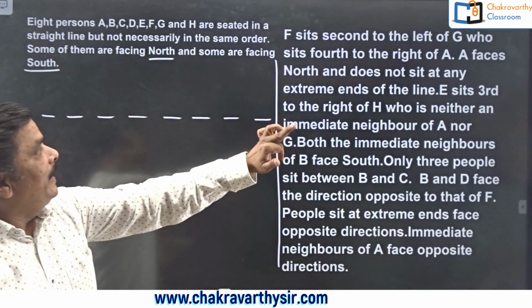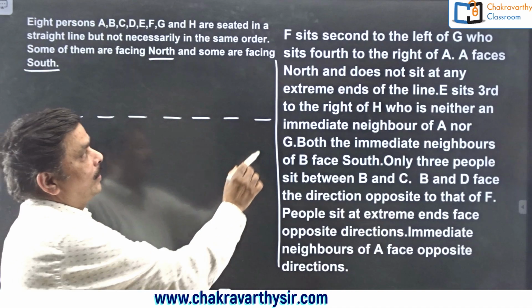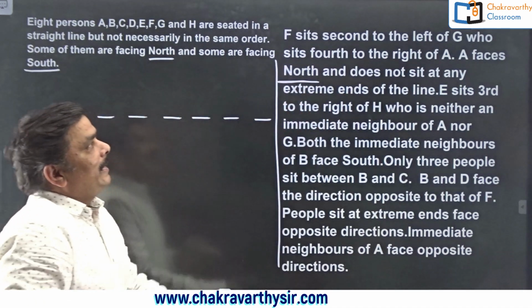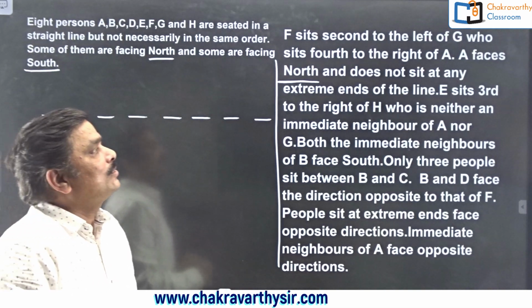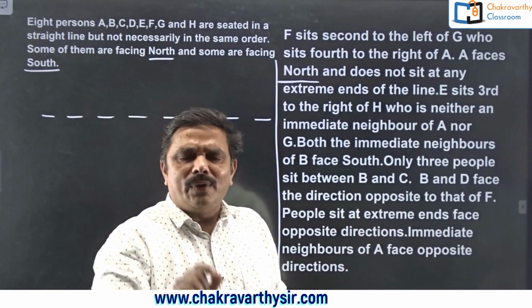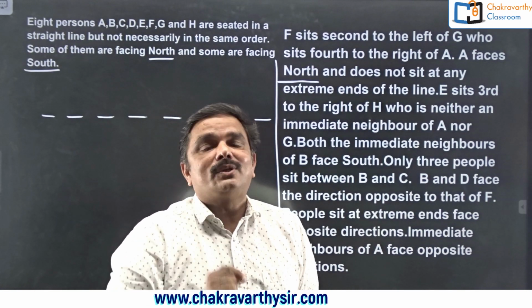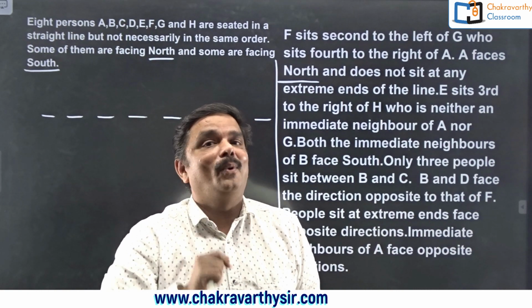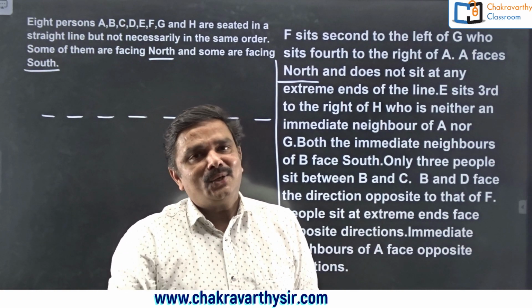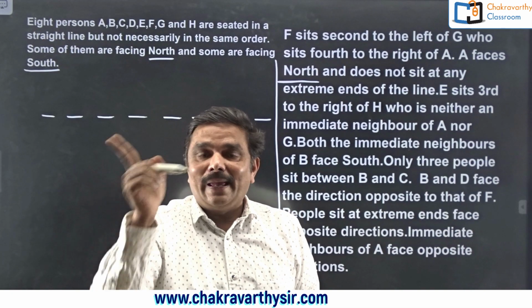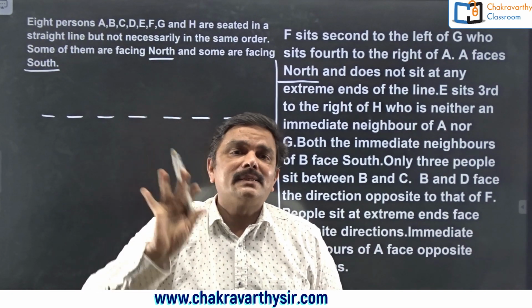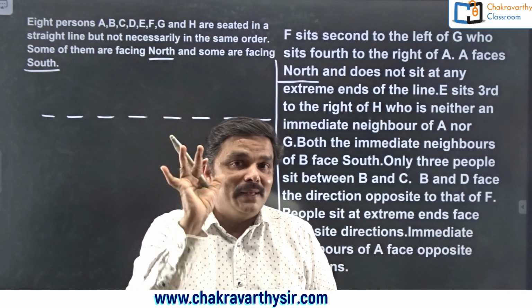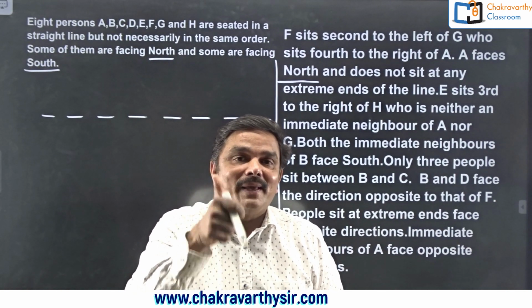Continue: A faces north. Now I got the clue. I must start with this one. A faces north and does not sit at any extreme ends of the line. Very, very good information to start with. But still there is a problem. A is facing north and does not sit at any extreme end. That means out of 8, 2 places are gone. Remaining 6 places are there. Where shall I keep A?